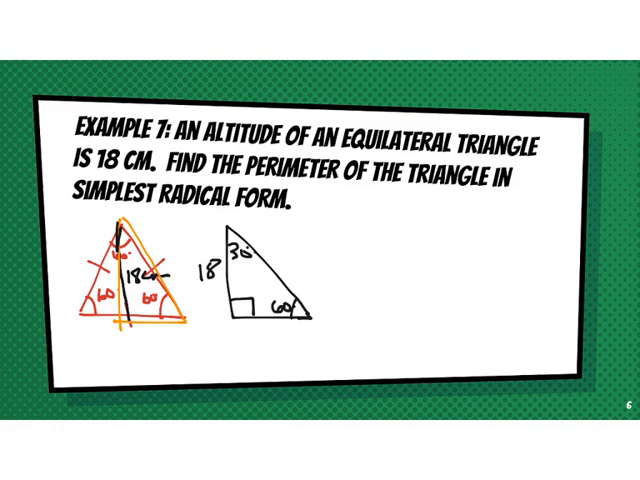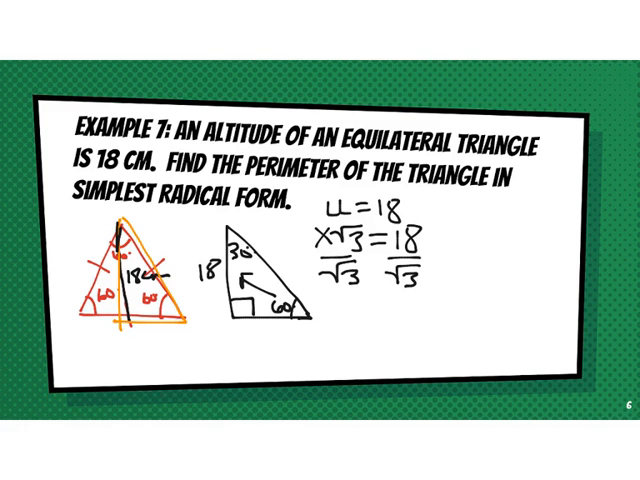So I have my 30-60-90, and I was given the long leg. Since I was given the long leg, and that equals 18, my general formula for the long leg is x square root 3. In our case right now for this example, it equals 18. So we need to divide by the square root of 3, and I get x equals 18 divided by the square root of 3.